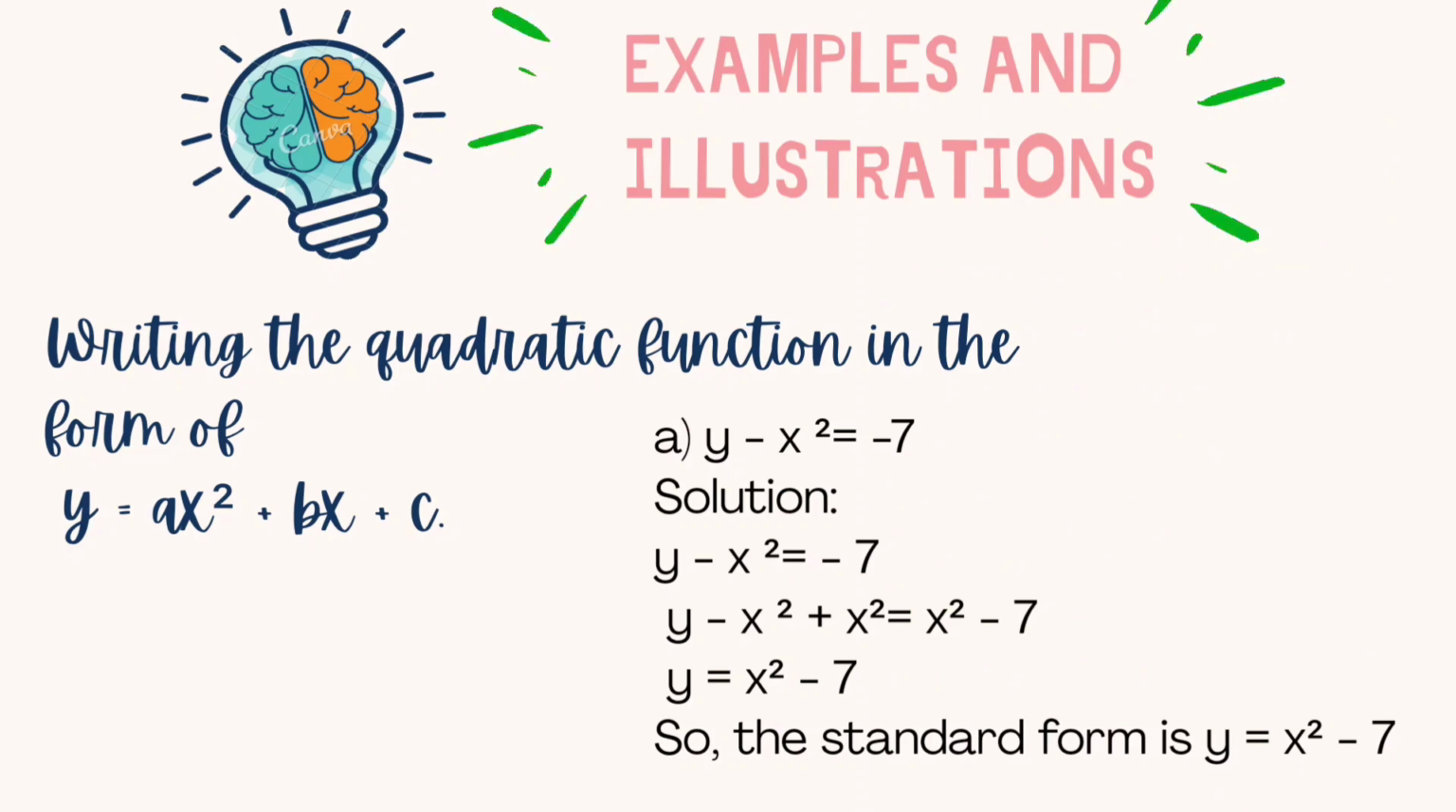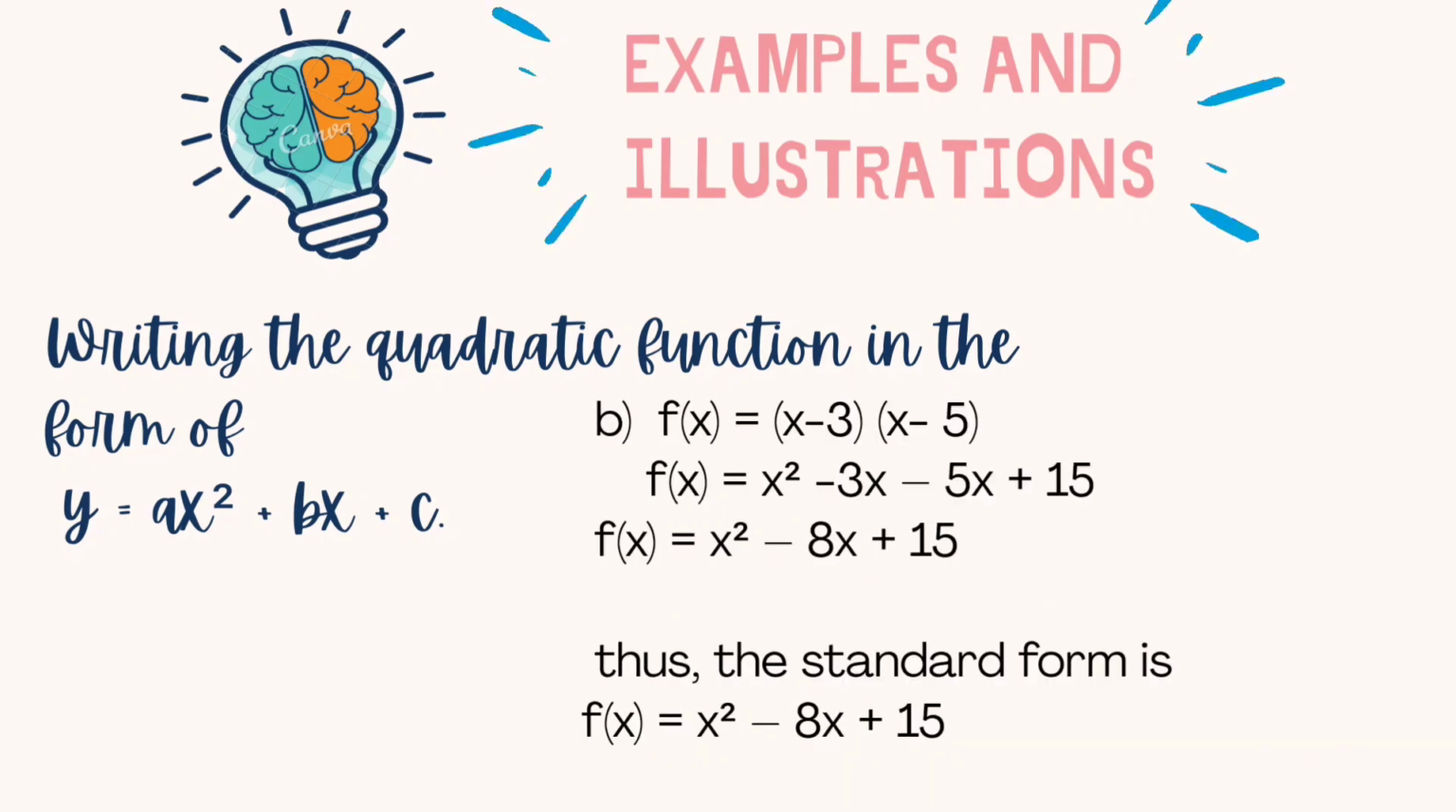For example, we have y minus x squared equals negative 7. To represent the given quadratic function in the form of y equals ax squared plus bx plus c, we need to apply the addition property of equality by adding positive x squared to both sides of the equation. By simplifying the equation, the resulting equation will be y equals x squared minus 7. So the standard form of y minus x squared equals negative 7 is y equals x squared minus 7.